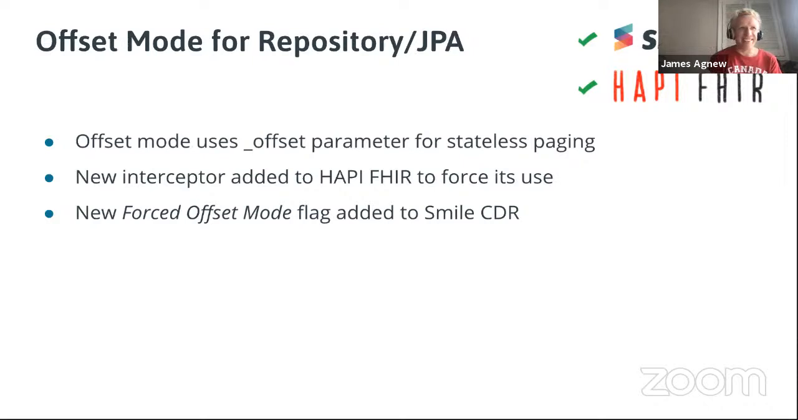Another interesting little change that's gone into both products is what we're calling offset mode. In the JPA repository and in the SMILE CDR repository, as many people know, we've got this module called the query cache, which stores previously searched queries for faster paging and consistent paging and all of that good stuff. A contribution that came in from the community into HAPI-FHIR a while ago allowed us to turn the query cache off and instead just use offset counts. So say I want the first 10 results and then the next 10 and then the next 10, instead of using these opaque paging links.